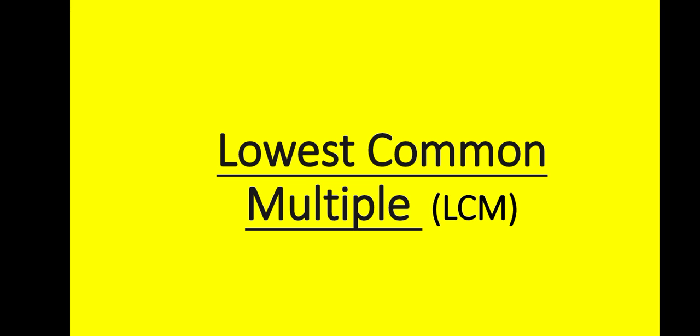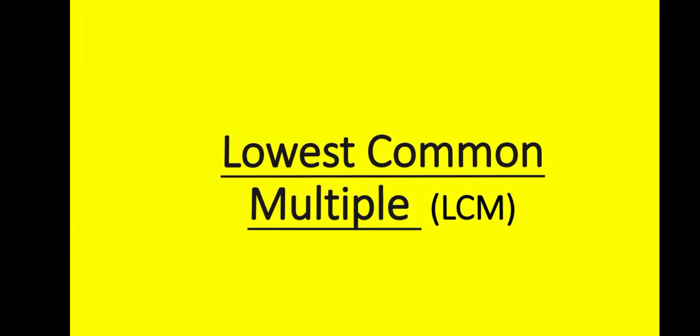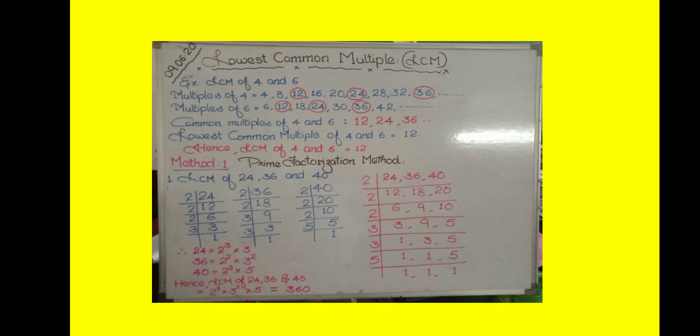So, the lowest common multiple of two or more numbers is the smallest number which is a multiple of each of the numbers. So, that will be the LCM. We shall learn it with the help of some examples. Let us find the LCM of 4 and 6.